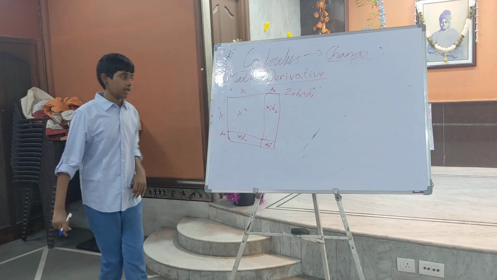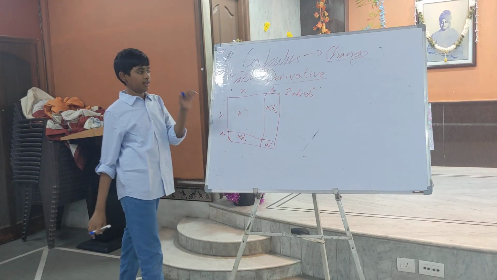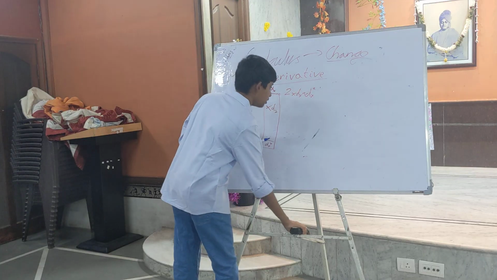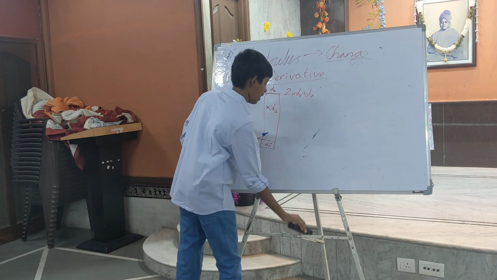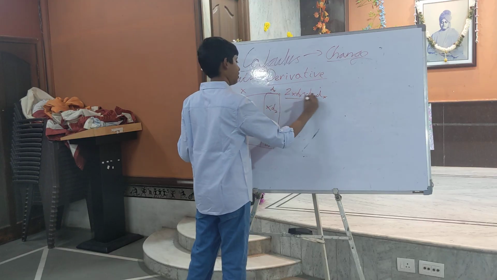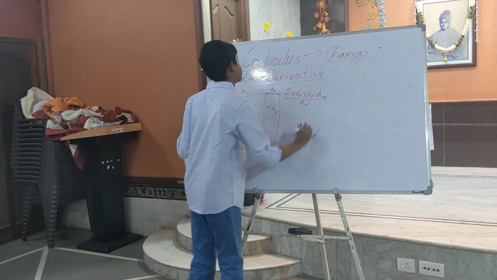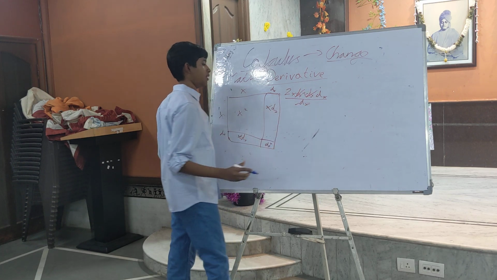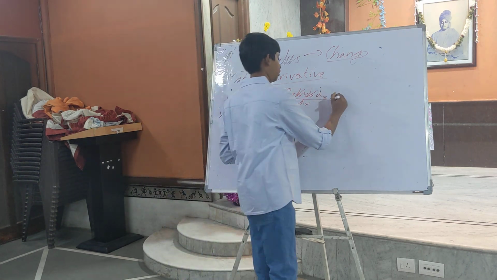But remember, I am adding dx to this, and in the end, we have to divide by dx. So what I'll do is, I'll just rewrite dx squared as dx times dx, and we are dividing the whole by dx. So this gets cancelled and this gets cancelled. And as before, we get 2x plus dx.